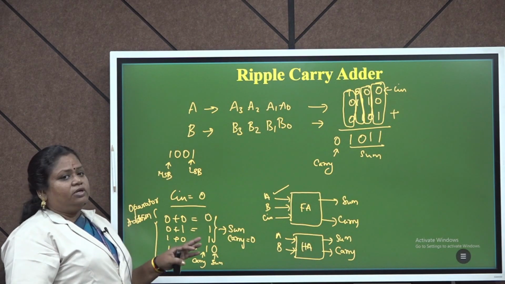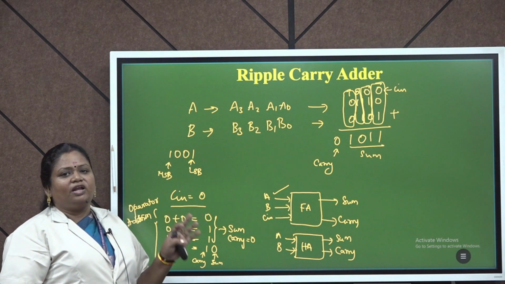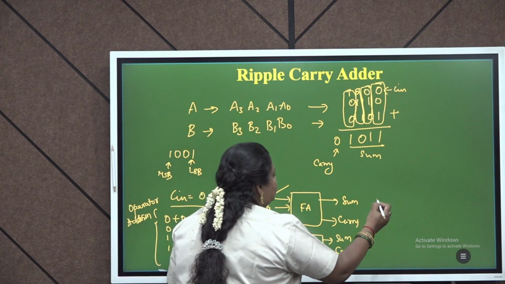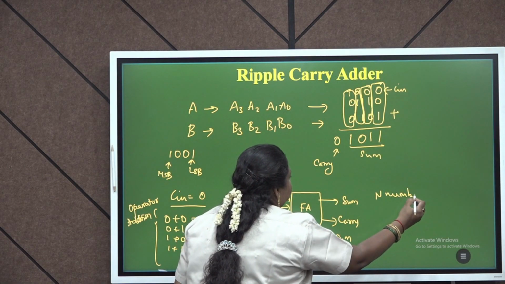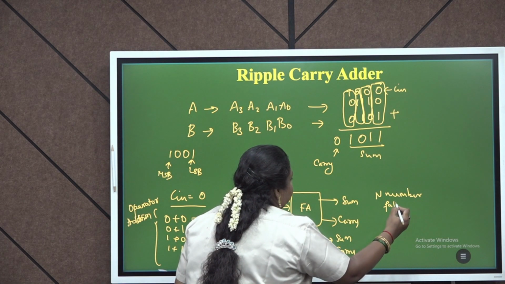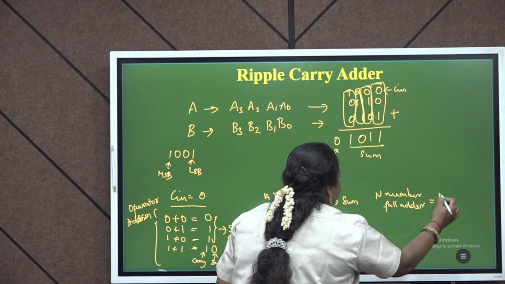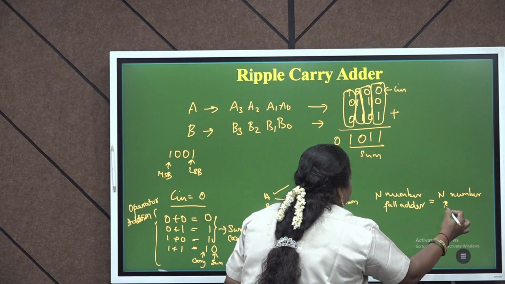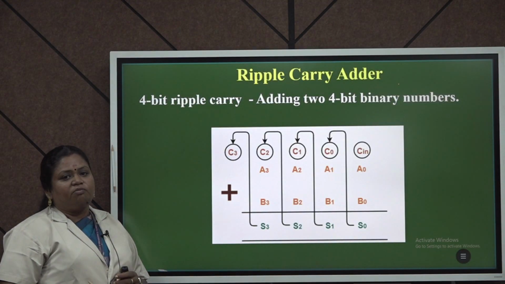So whenever we are doing addition of n number of bits, we have to consider n number of full adders when designing a ripple carry adder. That is why the simple statement is: n number of full adders is equivalent to n number of bits in a ripple carry adder. I have given it in the variable format.